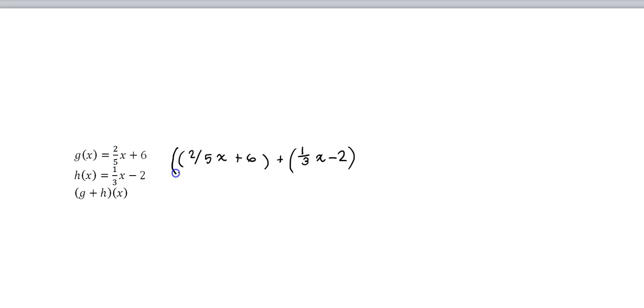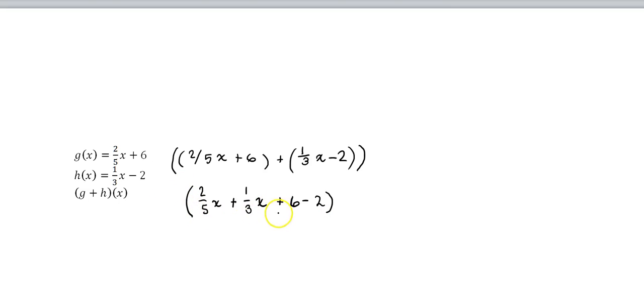I'm going to go ahead and group these. The whole thing is now going to be one set of parentheses. Okay, I'm going to get rid of these parentheses in between. So here I'm going to have my 2/5 x plus 1/3 x plus 6 minus 2. If you take a look, all I did was move these around a little bit. So I moved this over here, and everything else just stayed where it was.